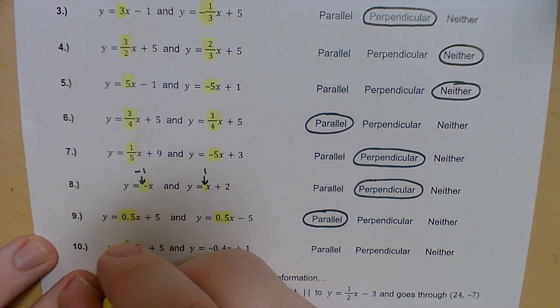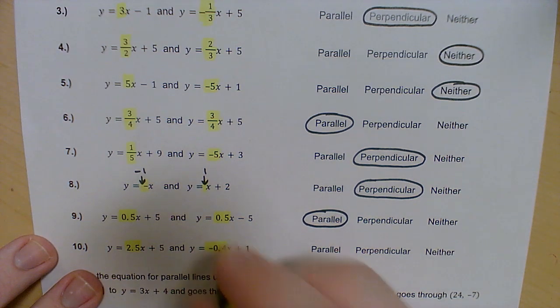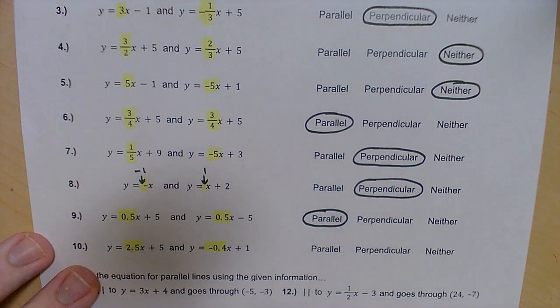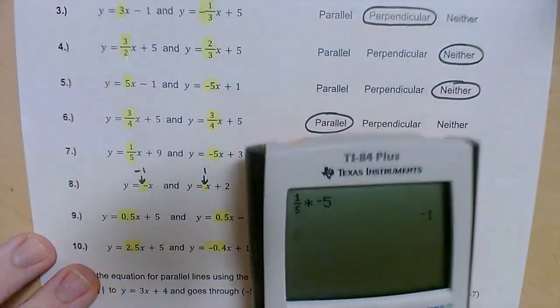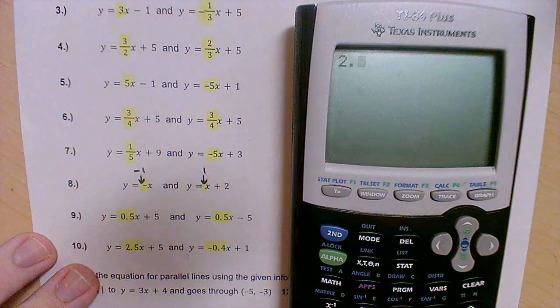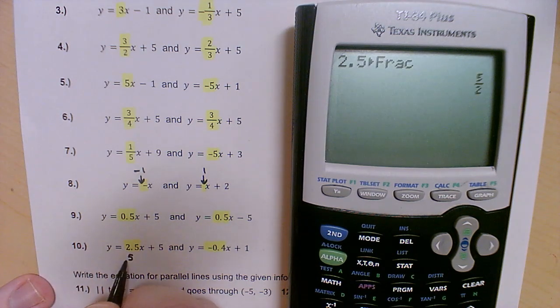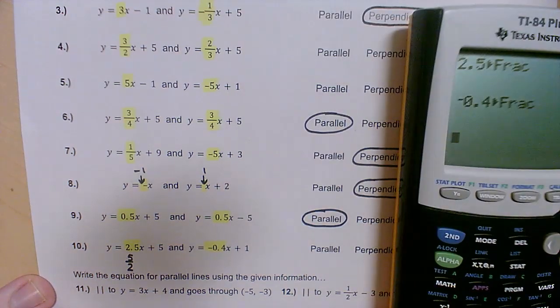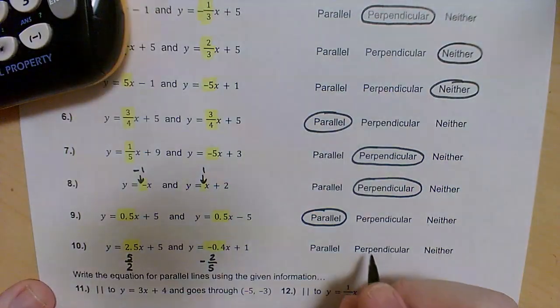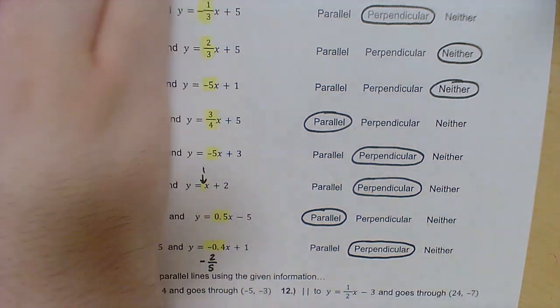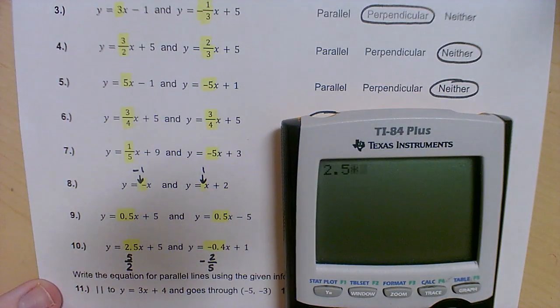And then 2.5x and -0.4x. You know, I think it might be easier to see if these guys were fractions. So to change a decimal to a fraction, we're going to type that decimal in, hit math frac, and we see that that is a slope of 5/2, and then -0.4 math frac is -2/5. Yep, 5/2 flipped upside down and negative, those are perpendicular. You can also use that -1 trick. 2.5 times -0.4 is -1.